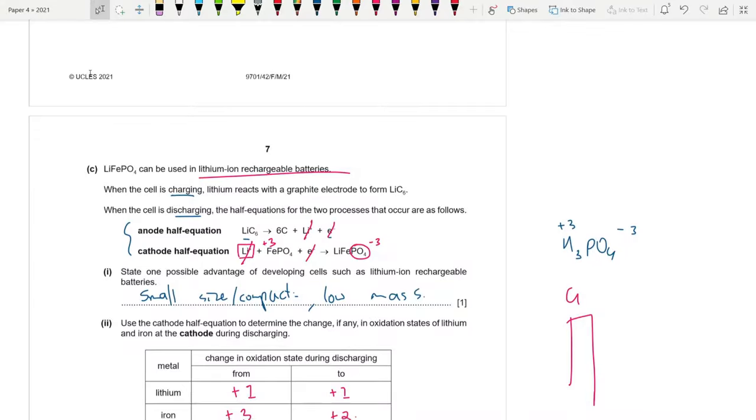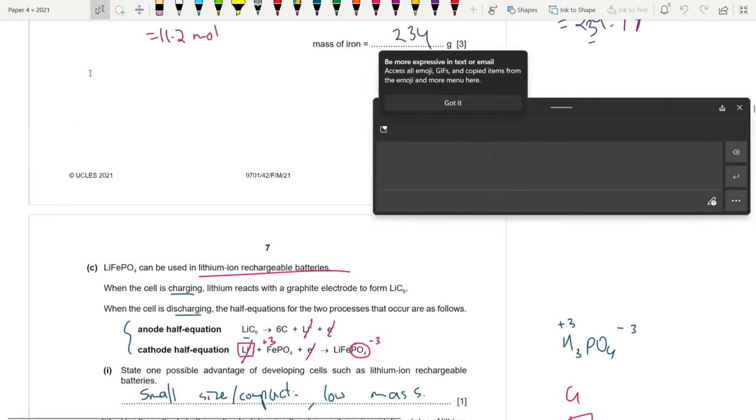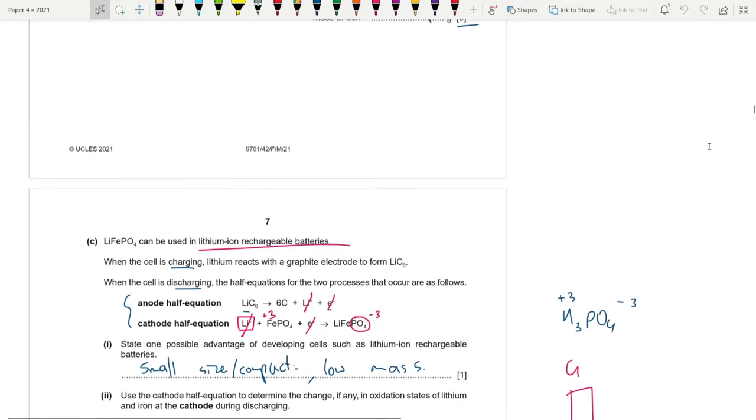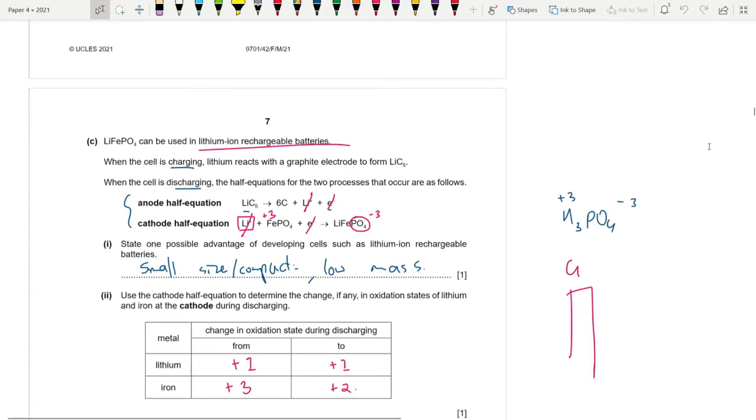Lithium iron phosphate, lithium ion. These are used in lithium ion rechargeable batteries, basically the ones used in our phones, right? We charge them every day. When the cell is charging, basically we don't have these. This part is excluded from our syllabus. It was present in our syllabus from 2016 to 2021. From 2022 onwards, you don't have this part, okay? But you should have an idea about lithium ion rechargeable batteries.